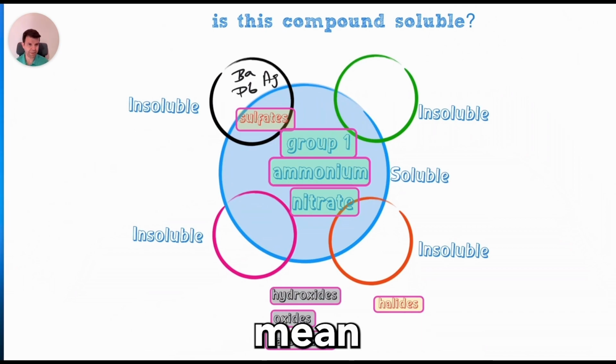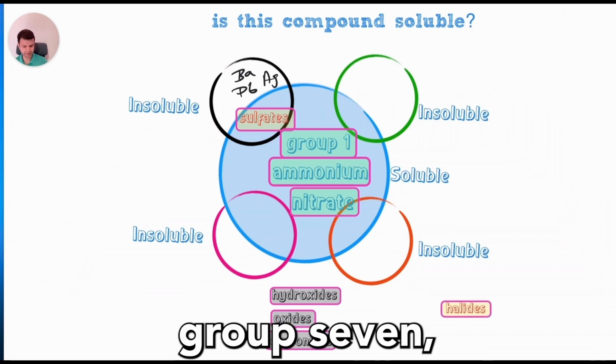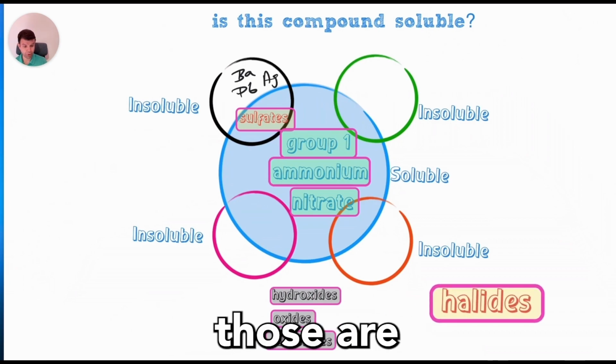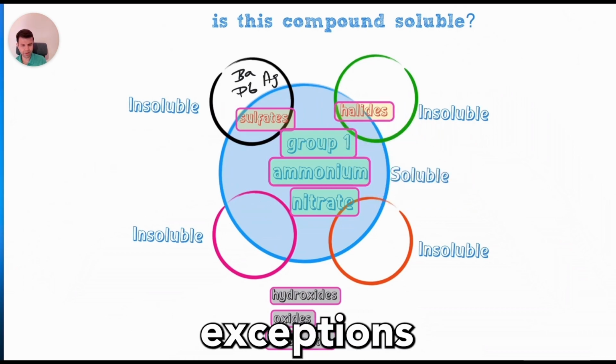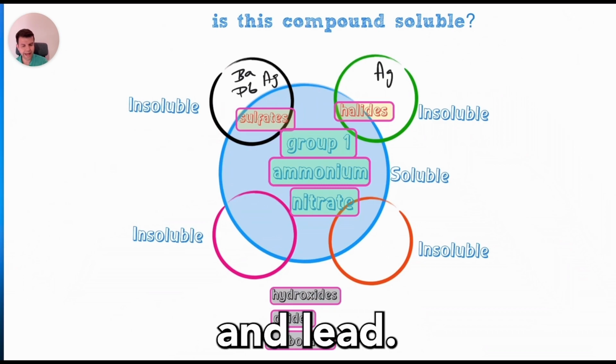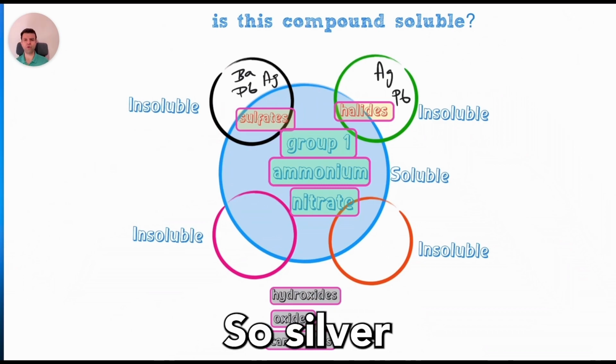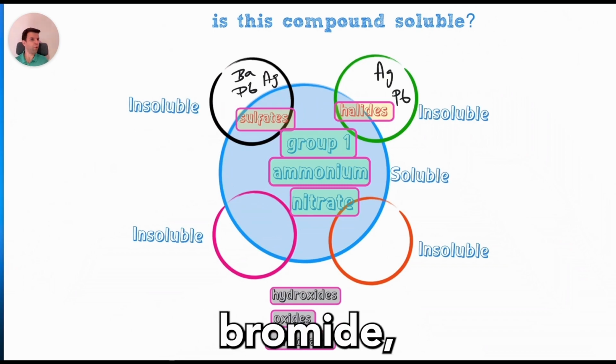I also have halides. What does halide mean? It means chloride, bromide, iodide, members of group 7. Those are quite soluble, but again, I do have exceptions. And the exceptions are what? Silver and lead. So silver chloride or lead bromide are insoluble in water.